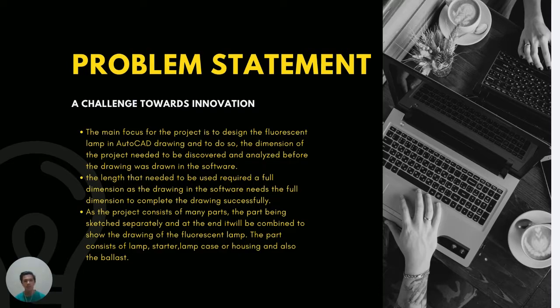In AutoCAD, we use the unit. So the dimensions we take in the real situation, we also convert to the millimeter unit, so it is easier to draw in the AutoCAD.